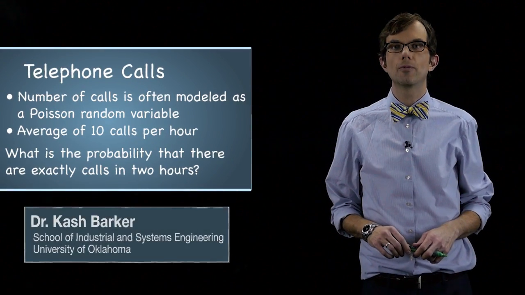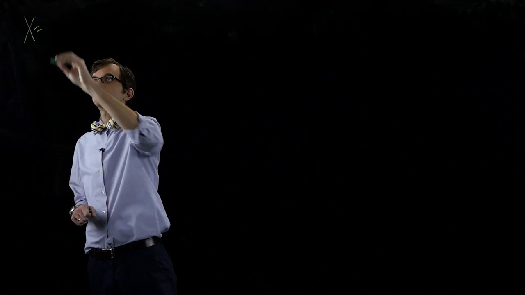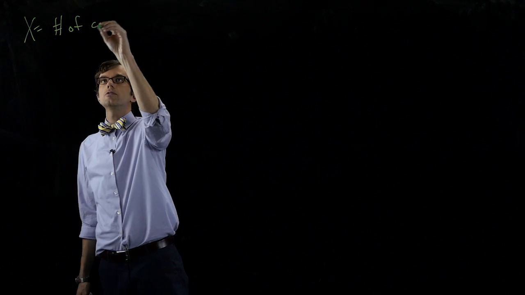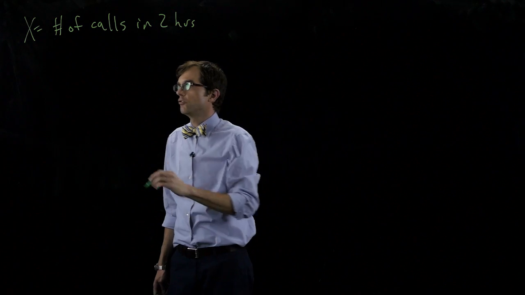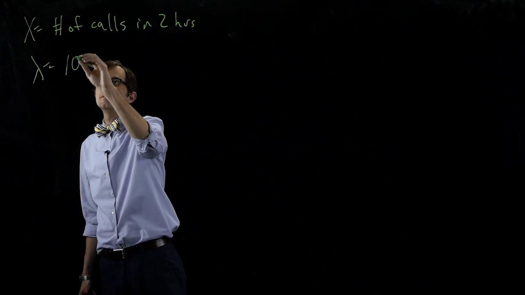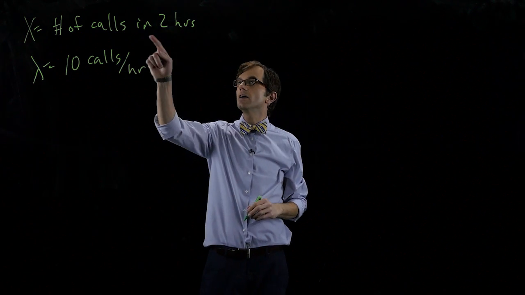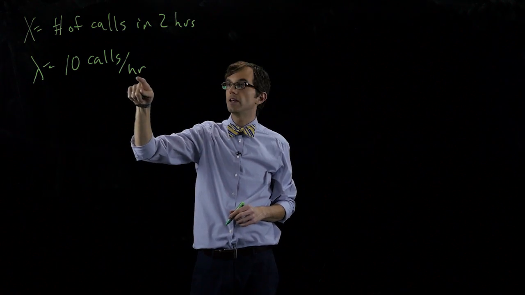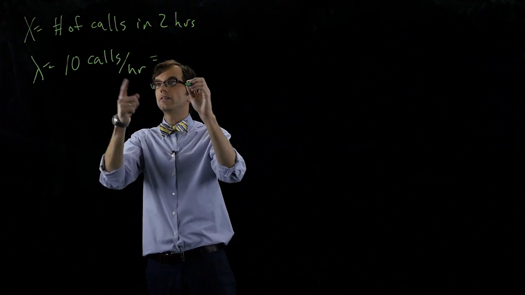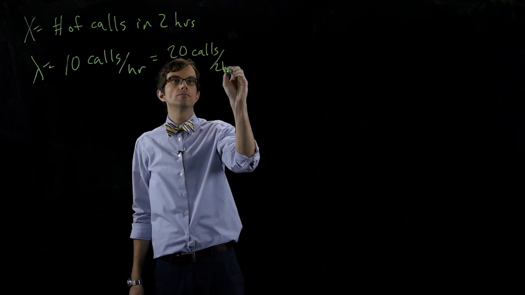So now let's take a look at the probability that there are exactly 15 calls in 2 hours. Let's name a random variable. We'll call it x. That's the number of calls in 2 hours. Remember that our lambda was 10 calls per hour. But we've said that the interval in the random variable has to agree with the interval in the rate. So that 10 calls per hour would suggest 20 calls in 2 hours.